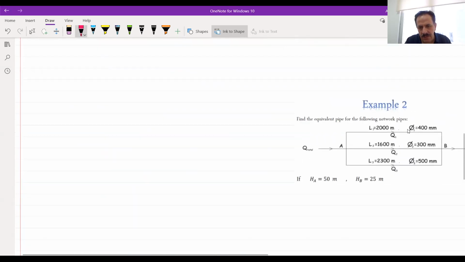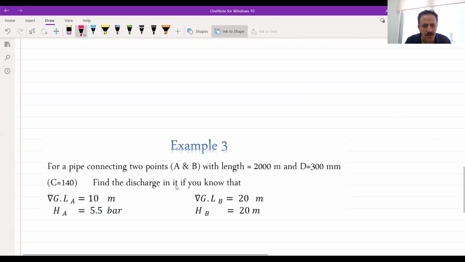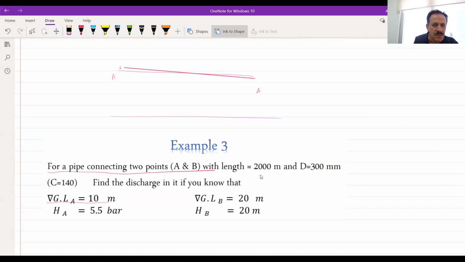Next lecture, I will tell you how to do the pipes in parallel and also how to do another pipe. For this example, it will be easier. We have a pipe. This is a pipe. This is A, and this is B. You say that the ground level of A is 10 meters. What does that mean? That means this is the datum. The ground level of the pipe at A is 10 meters.